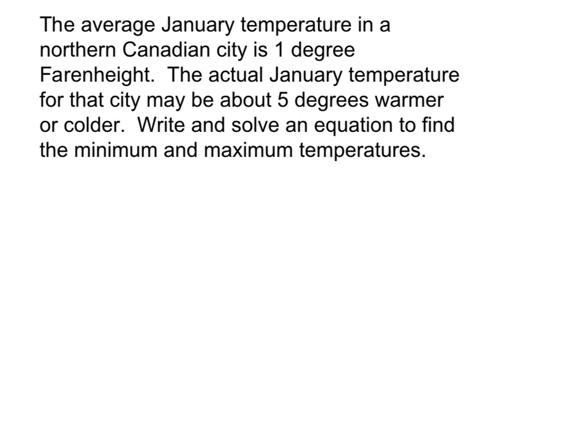It says that the average temperature is going to be 1 degree, but the actual temperature could be about 5 degrees warmer or colder. That warmer or colder portion is very important because that's going to be the absolute value part. So because it can go both ways, it can be 5 degrees warmer or cooler, our absolute value is going to be equal to 5.